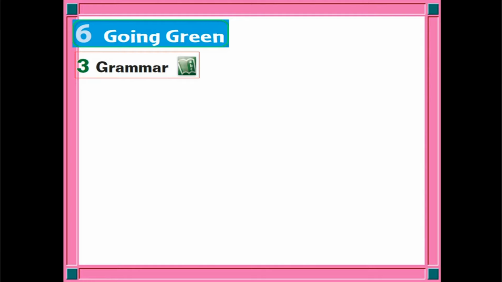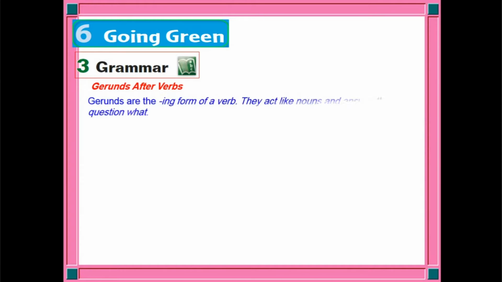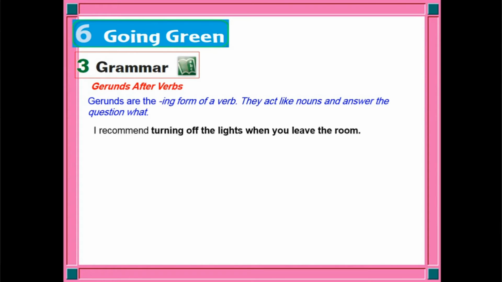Unit 6, grammar. We are going to talk about gerunds after verbs. Gerunds, يا شباب عبارة عن إيه؟ كلمة gerund are the ing form of a verb. الفعل اللي بنضيف له ing. They act like nouns and answer the question what. I recommend turning off the lights when you leave the room.